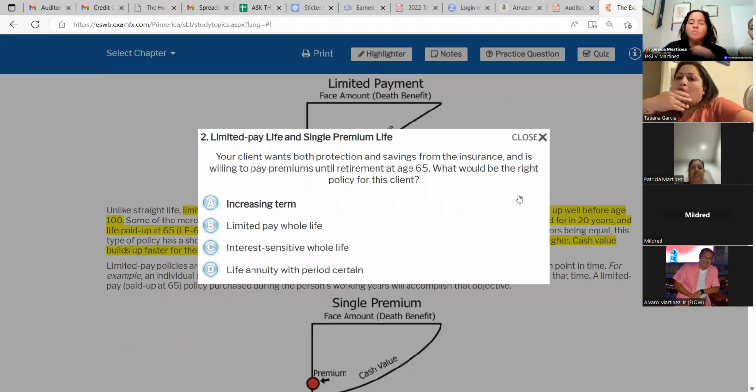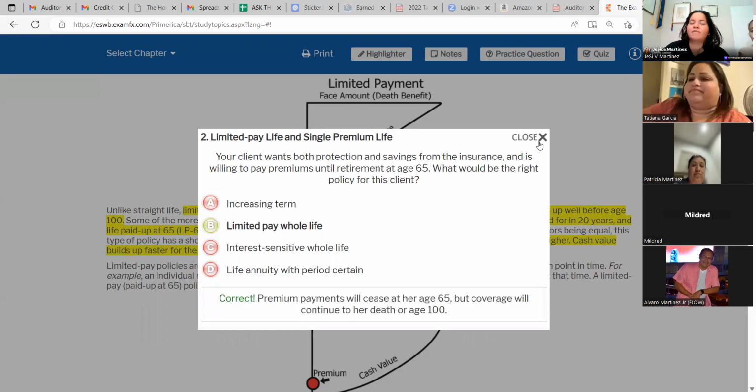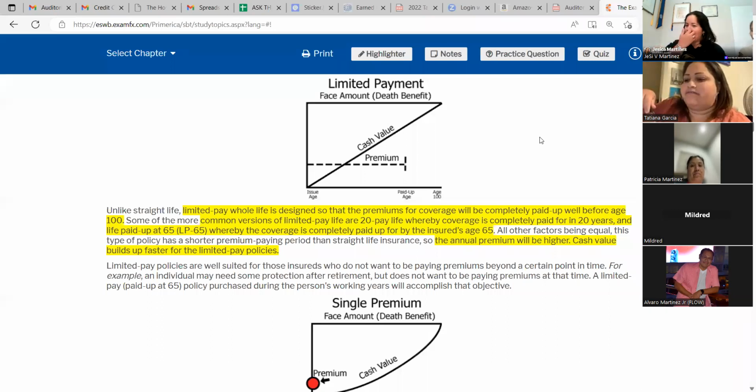Okay. Your client wants both protection and savings from the insurance and is willing to pay premiums until retirement at age 65. What would be the right policy for this client? You have increasing term, limited pay whole life, interest sensitive whole life, and life annuity with period certain. So it's limited pay whole life, like Tatiana says. Let's choose that one. Perfect. That's the security, because he wants to pay till 65. Correct. And that's the LP 65. You can choose to pay up to 65. Oh, look, and then it's right there.